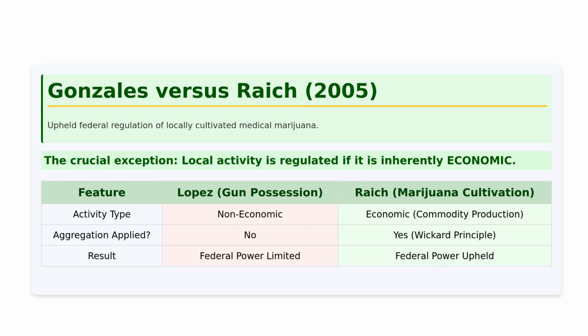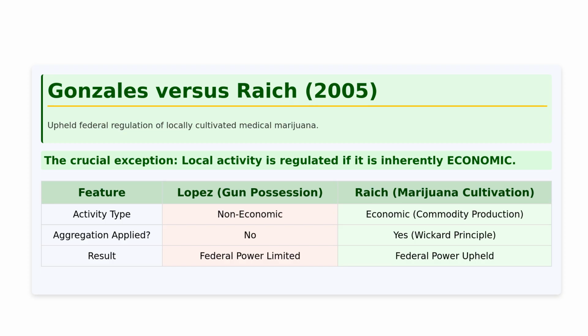If Lopez and Morrison established a firm line against regulating non-economic activity, Gonzales versus Raich, decided in 2005, immediately tested that boundary. The question here involved the Federal Controlled Substances Act banning the cultivation and use of marijuana, even when grown and consumed purely for medical purposes within California, where state law permitted it.